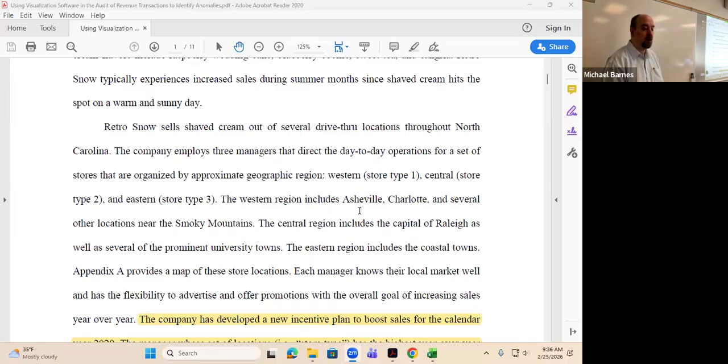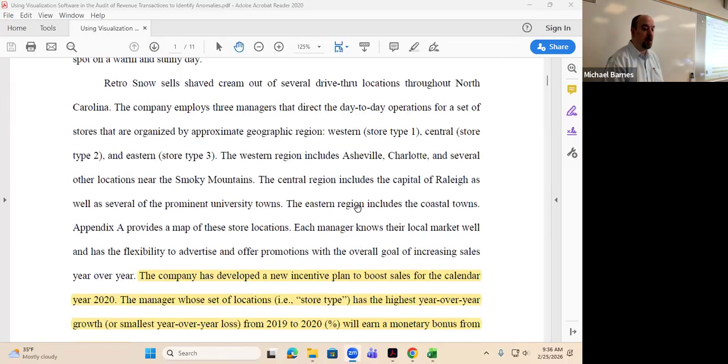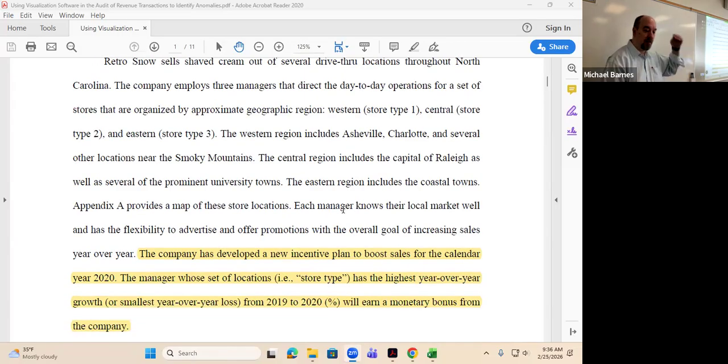We talked a little bit about what was contained within the region, and that each manager knows the local market well and has flexibility to advertise and offer promotions with the overall goal of increasing sales year after year. And the one thing that I highlighted in the case that was really important, because this is going to illustrate what we need to think about with the first question: This company has developed a new incentive plan to boost sales for the calendar year 2020. The manager's set of locations, i.e. the store type, that has the highest year-over-year growth or smallest year-over-year loss from 2019 to 2020 will earn a monetary bonus from the company.